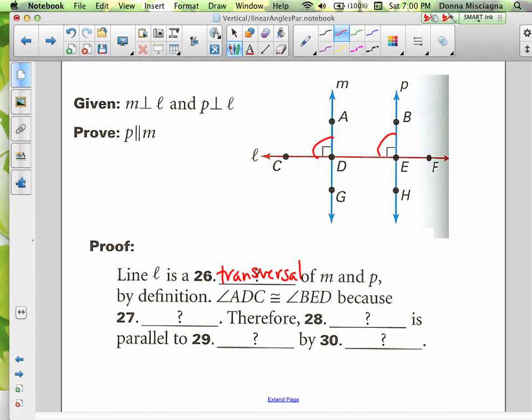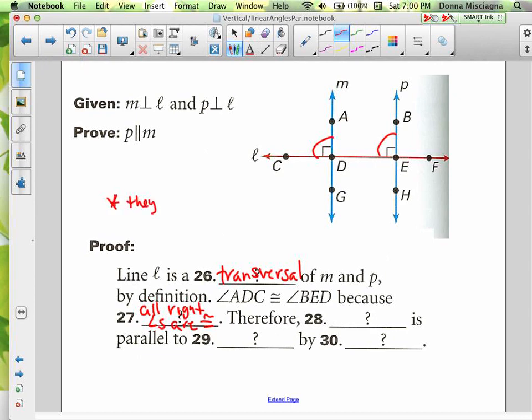But what we do know is they're both marked with a little box. And that little box means those are 90-degree angles, right? And all right angles are congruent because they're all 90 degrees. So angle ADC is congruent to angle BED because all right angles are congruent. They are right angles. You could also have said because they're both right angles. They both equal 90 degrees. I'll put that there too.